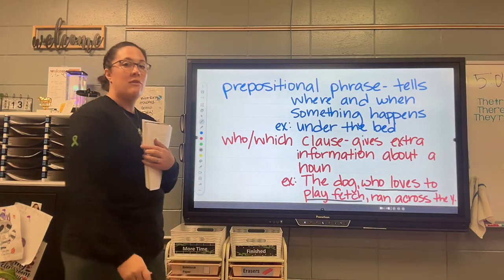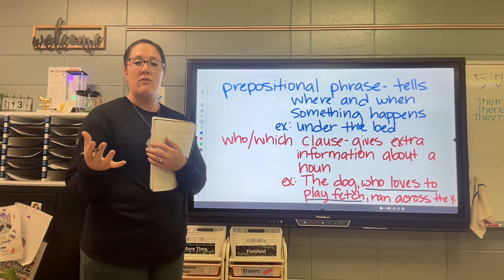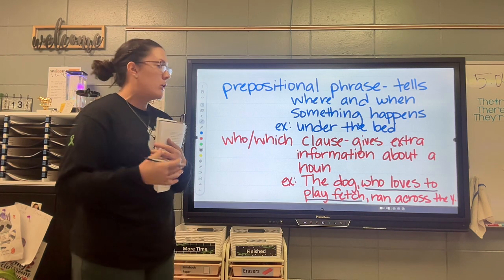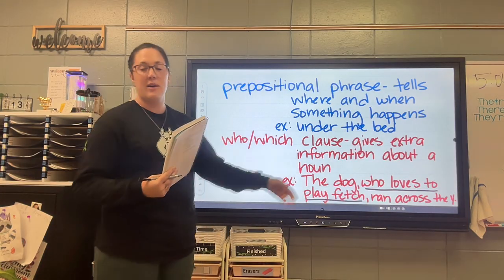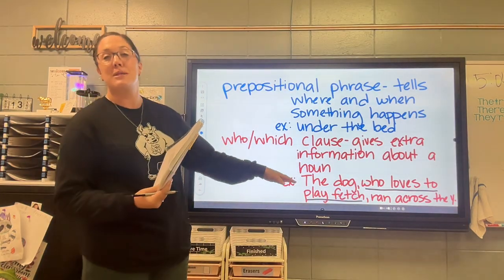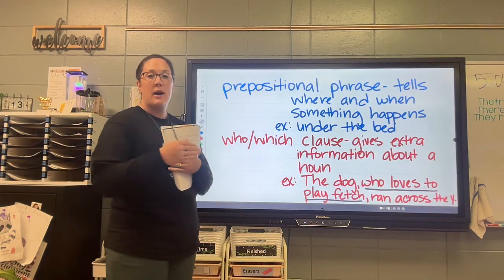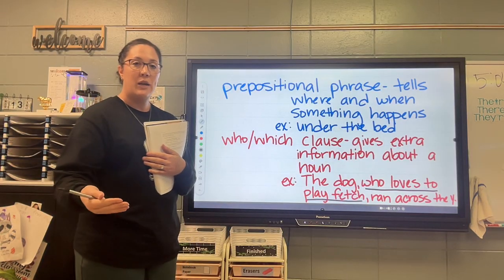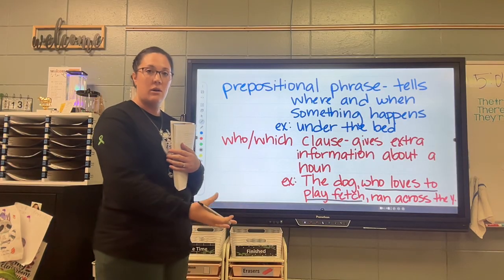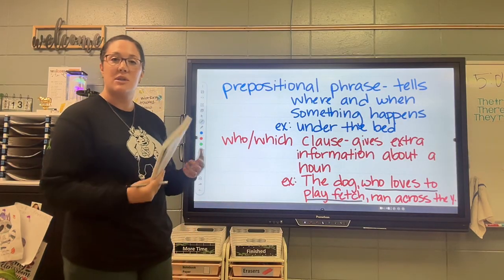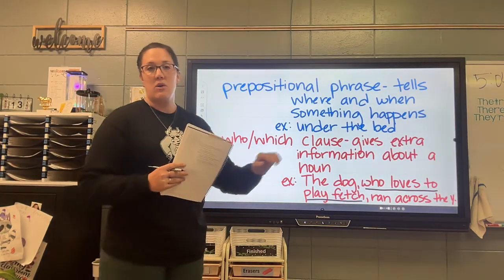Okay, we also have who, which clauses. A who, which clause just gives us more information about the noun. So if we look at the sentence, the dog who loves to play fetch ran across the yard. I know it doesn't say yard, I ran out of space, but that's what it's supposed to say. We could just have the sentence, the dog ran across the yard. But when it says who loves to play fetch, it's telling us more about the dog. That's the purpose of a who, which clause. It just gives us more information. So the dog who loves to play fetch ran across the yard.